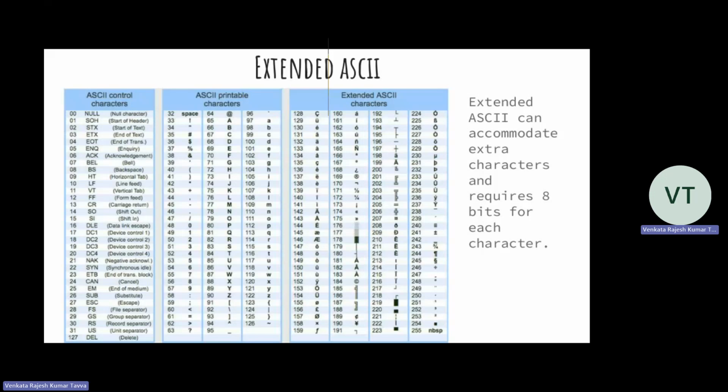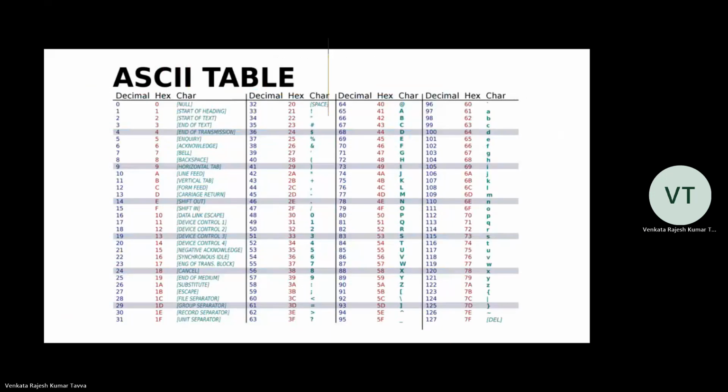So now using extended ASCII, how do we represent negative numbers? We will see that later. What I'm saying is, if you see the previous ASCII table, there are mappings for digits.